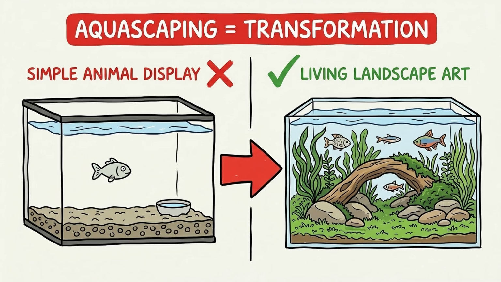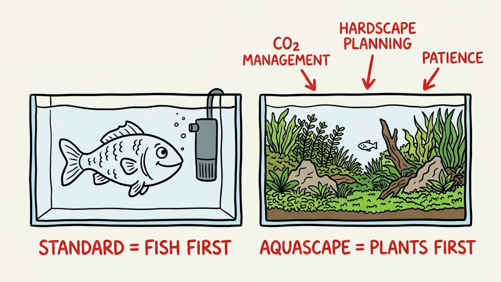Stones, driftwood, and aquatic plants are arranged to create natural-looking underwater environments. Unlike a standard aquarium where fish are the feature, the plants are the centerpiece here. Plant growth, CO2 management, and hardscape planning all require deliberate skill and long-term patience.